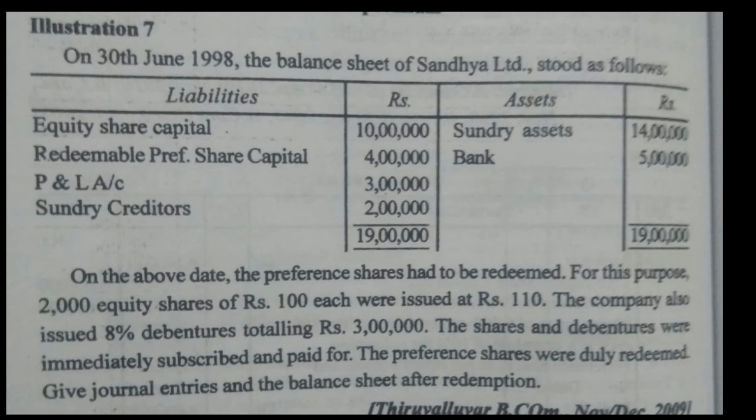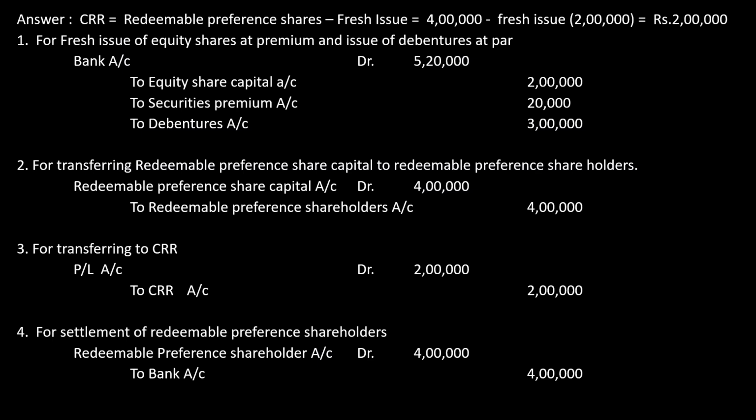We'll look at the answer now. So here, 4 lakh minus 2 lakh, 2 lakh. Then bank account debit, equity share capital, security premium, debentures. I've made both together, debentures and equity shares together, 5 lakh 20,000. Then redeemable preference share capital, redeemable preference shareholders 4 lakh. Then CRR, there's no premium on redemption, therefore the fifth entry is not there. Then P&L account debit to CRR 2 lakh. Then redeemable preference shareholders to bank 4 lakh.